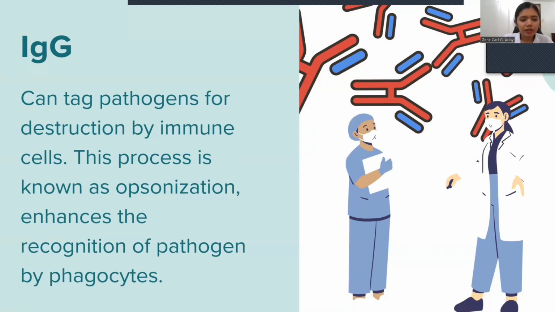So, IgG can tag pathogens for destruction by immune cells. This process is known as opsonization, which enhances the recognition of pathogens by phagocytes. Yung phagocytes yun yung kumakain sa mga pathogen para hindi sila makapaminsala sa mga cells natin or hindi nila masira yung mga cells ng host nila. So, yun yung responsible dun is IgG.